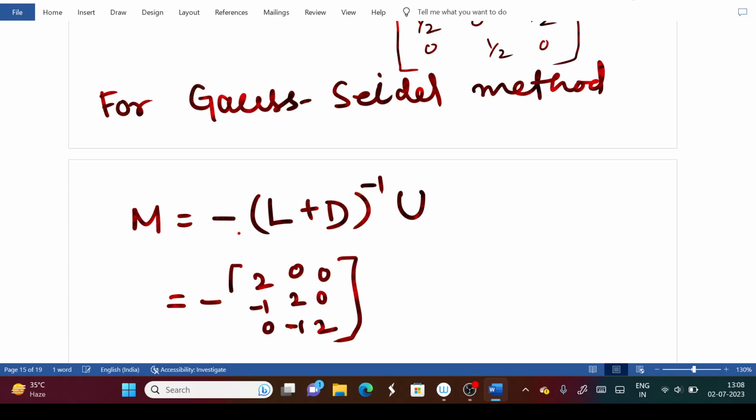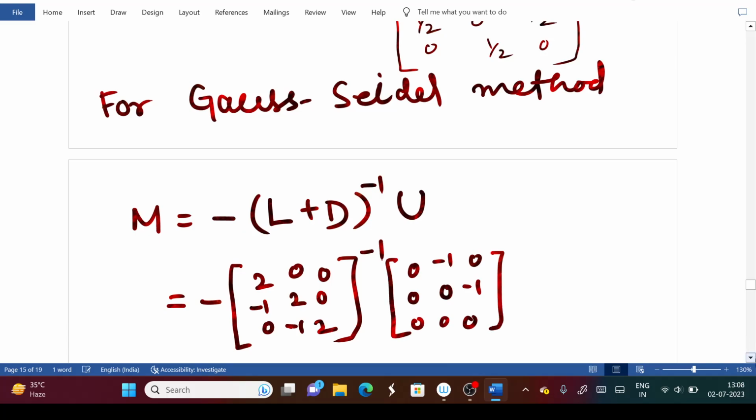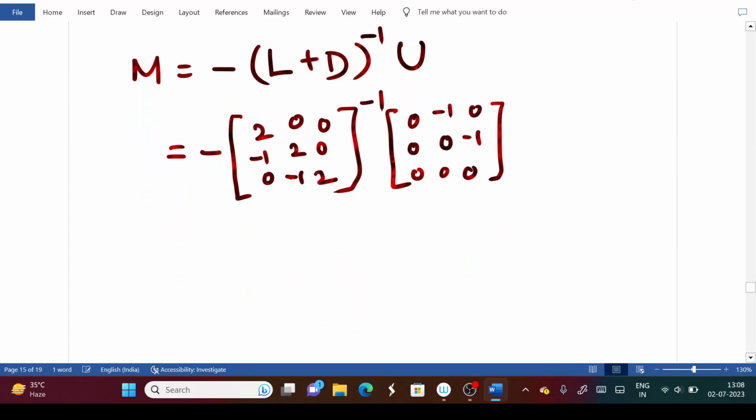Its inverse into U, where U is 0, 0, 0, minus 1, 0, minus 1, and the rest are all 0. Now using a calculator or the Gauss-Jordan method or any other method, one can find the inverse of this matrix. The two negatives took care of each other.